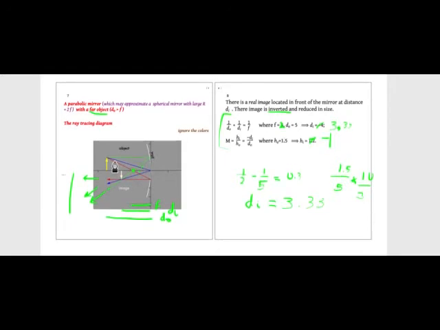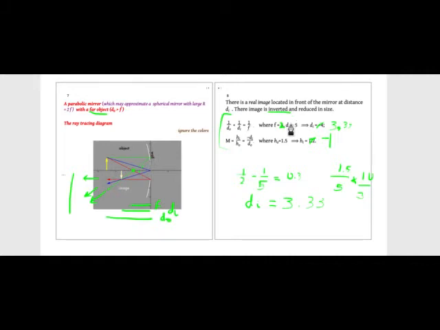So, you have the ray tracing diagram to help you understand what's happening, and you have the equations to calculate numbers. You could calculate these numbers by just analyzing the triangles in this diagram. But if you just want to apply the formula, you have to be sure you understand the signs.